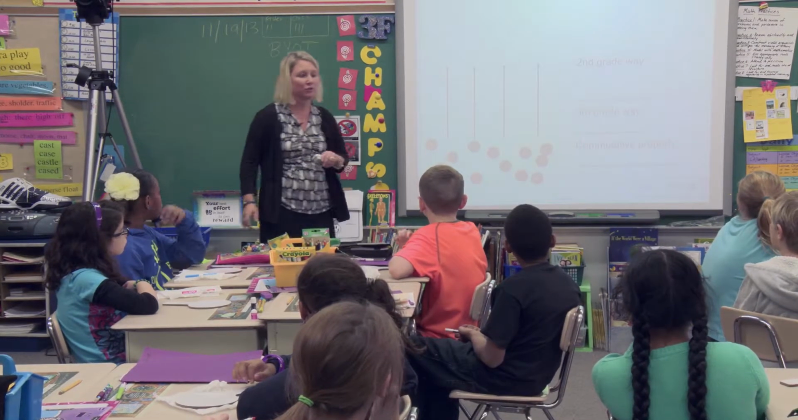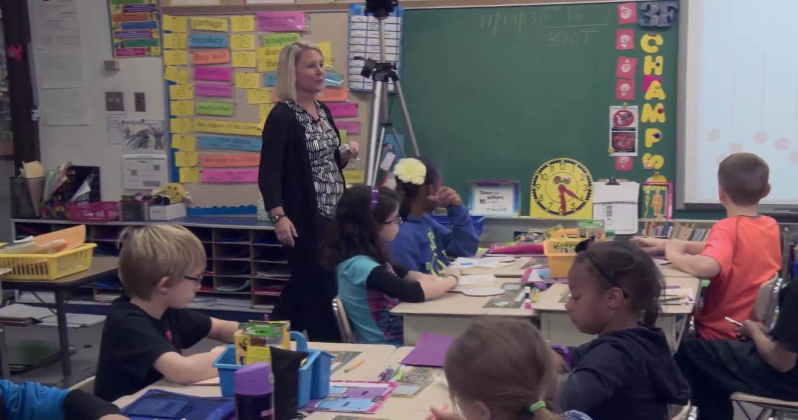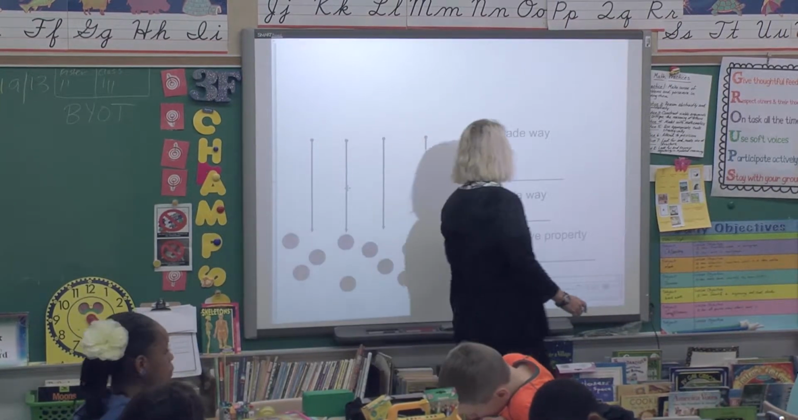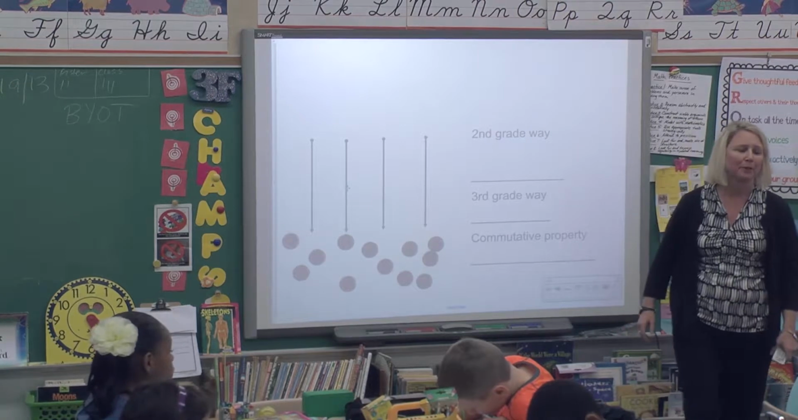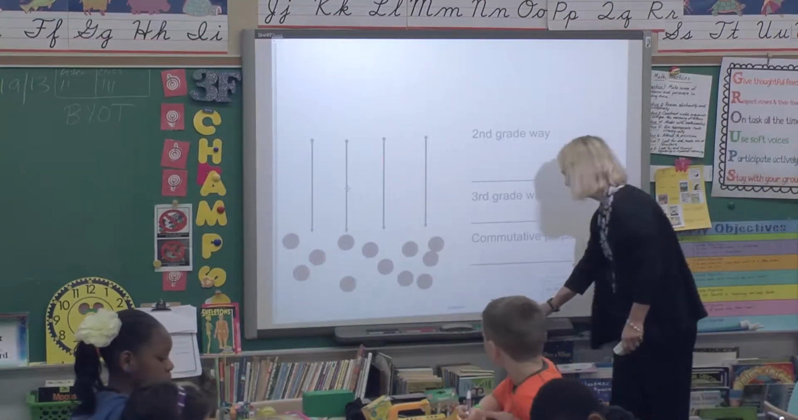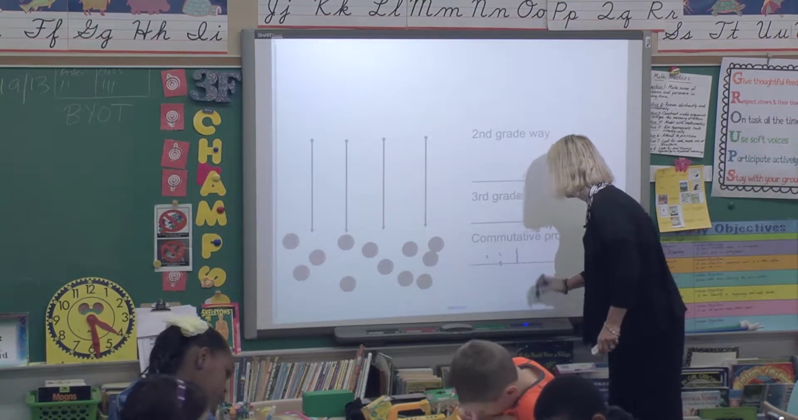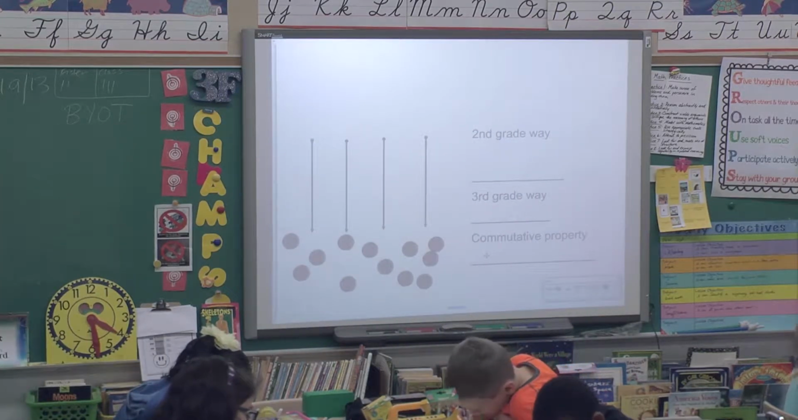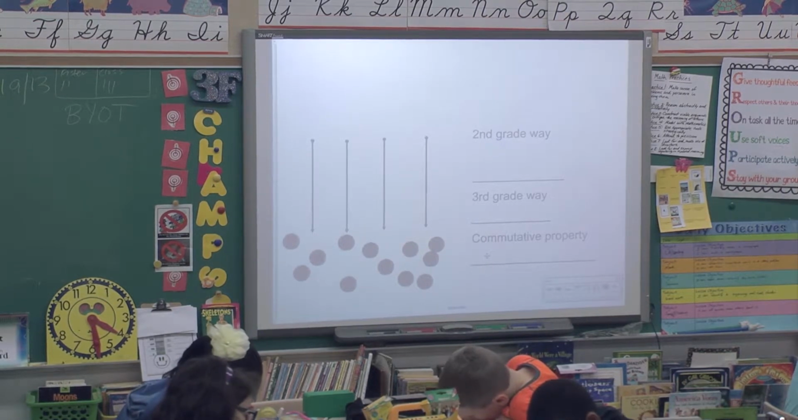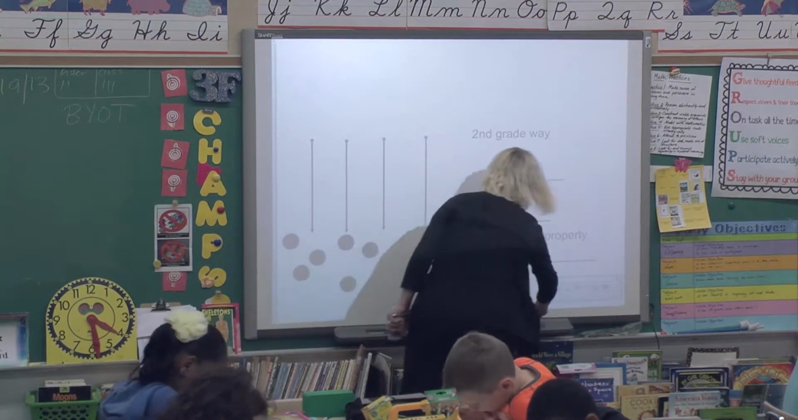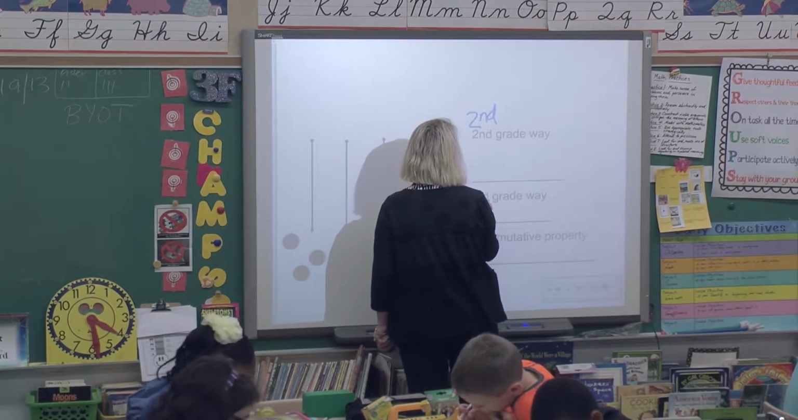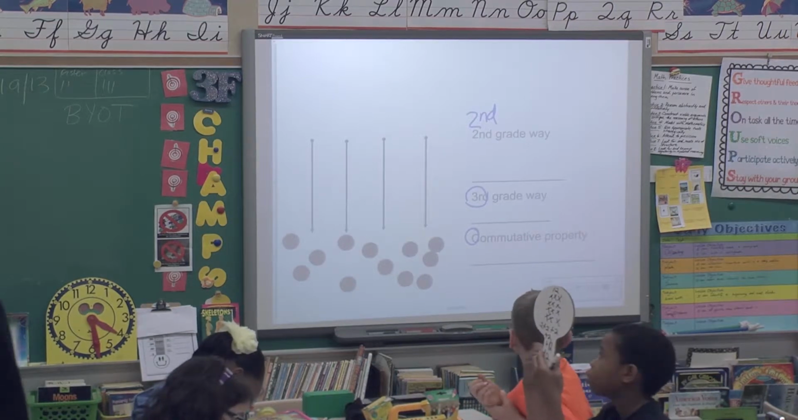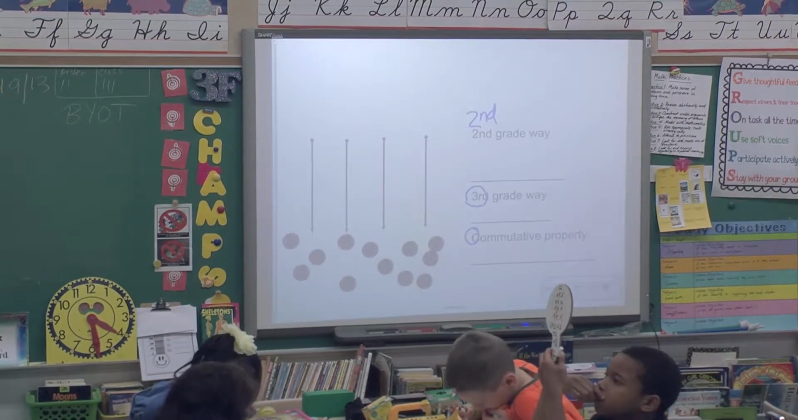I would like you to show me a 3x4 array, and then show me, just like I have up here, a second grade way, a third grade way, and if you remember, the commutative property. You can just write second on your paper, third, and then just put the C. You don't have to write everything Mrs. Pfister wrote. A 3x4.